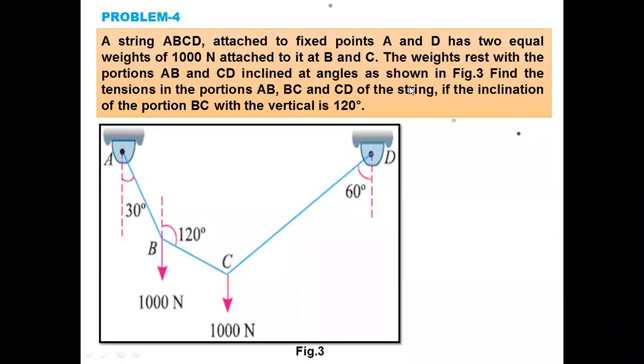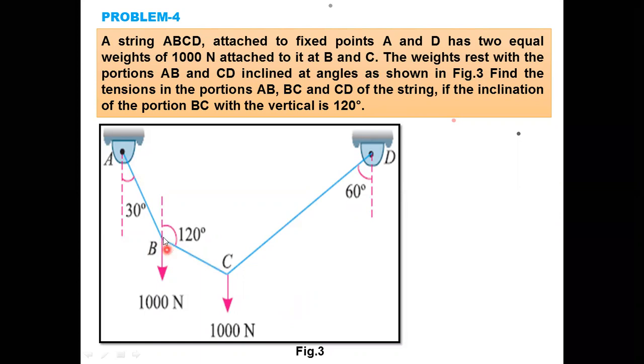The next problem is based on the complete string. There is one string which has a loop ABCD. We'll see the problem. A string ABCD is attached to two fixed points, that is A and D, and two equal weights of 1000 Newtons are attached at B and C. The weights rest with the portions AB and CD at angles as shown in the figure. Find the tension in the portions AB, BC and CD of the string if the inclination of the portion BC with the vertical is 120 degrees.